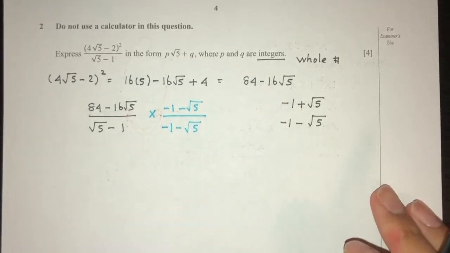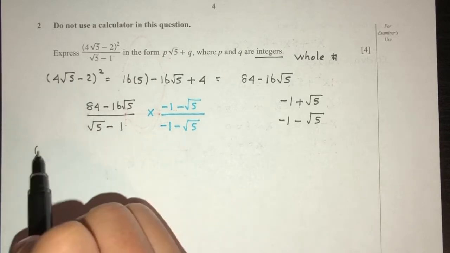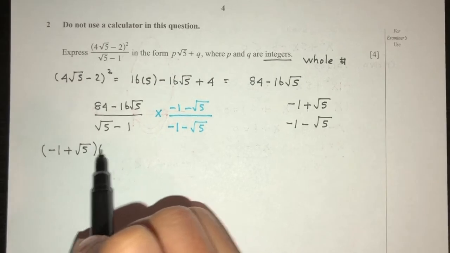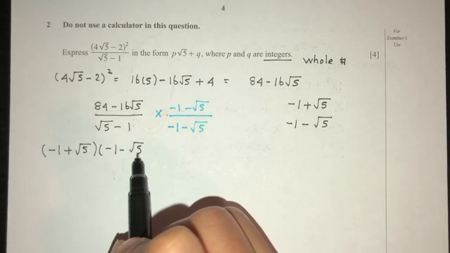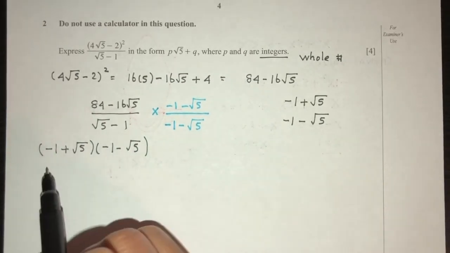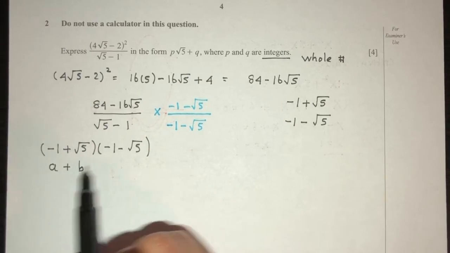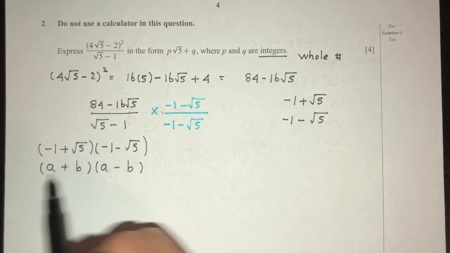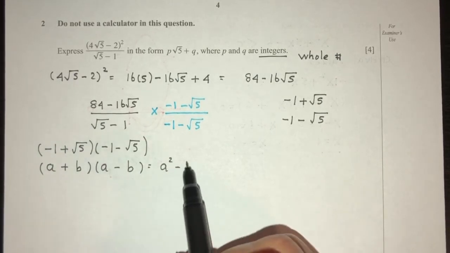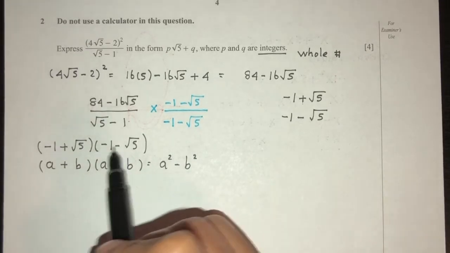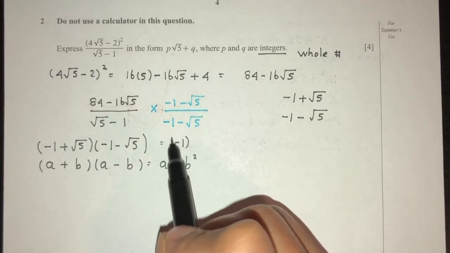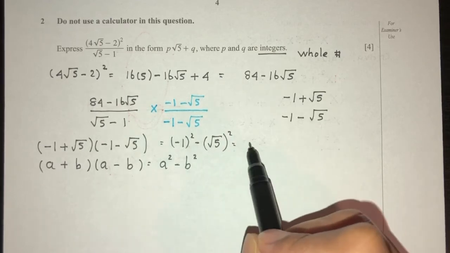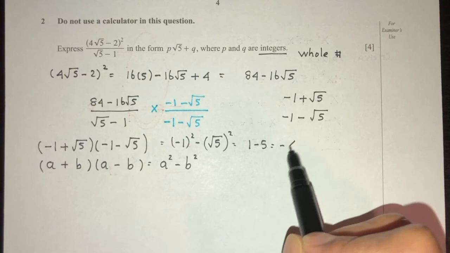So let's do one by one. For the denominator, what do you have? Let's write it down in this way: minus 1 plus root 5 times minus 1 minus root 5. Now this one looks a lot like a plus b times a minus b, which is equal to exactly a squared minus b squared. In the same way, this will give you minus 1 squared minus root 5 squared. That will be 1 minus 5, which is minus 4.